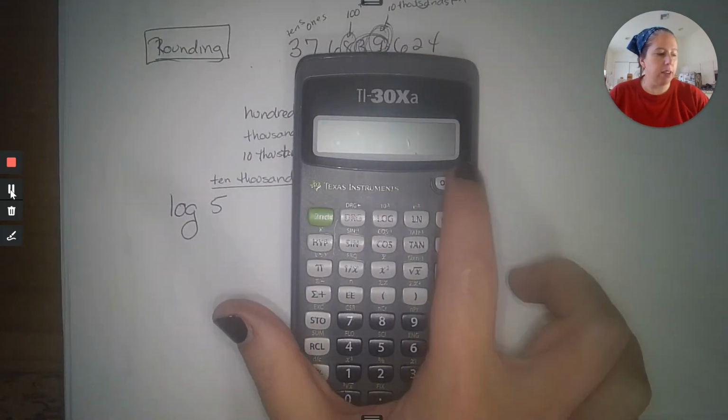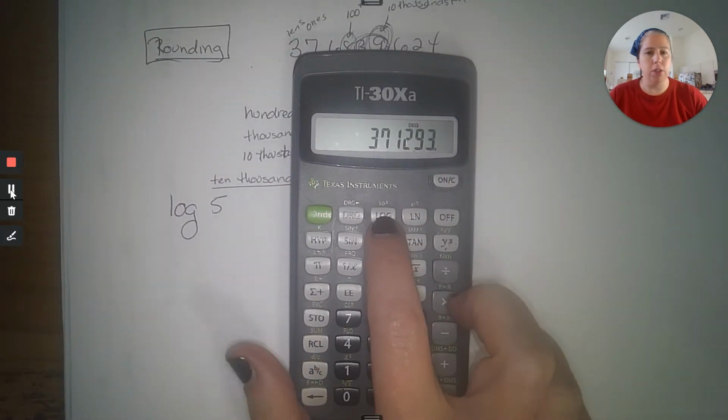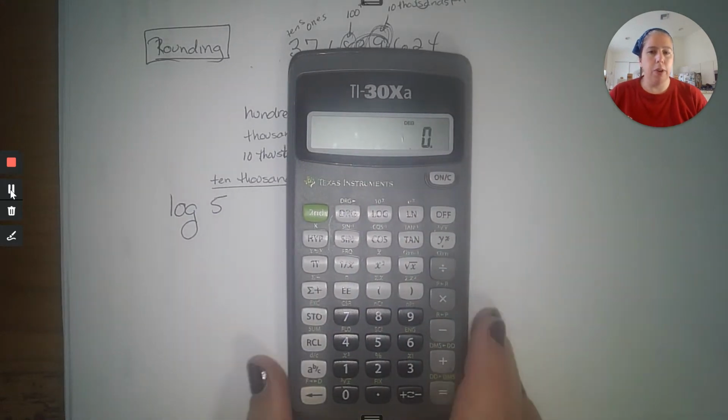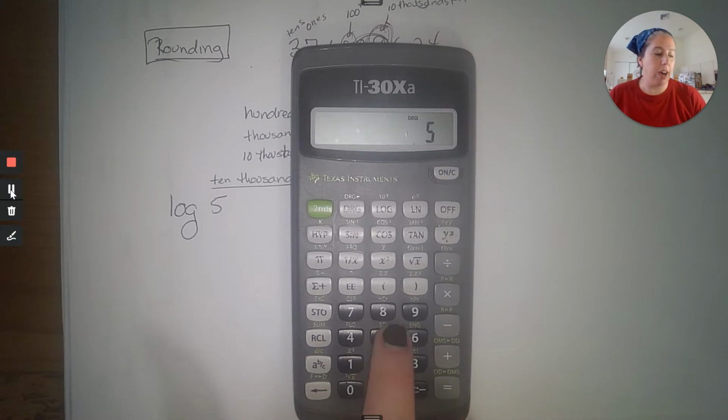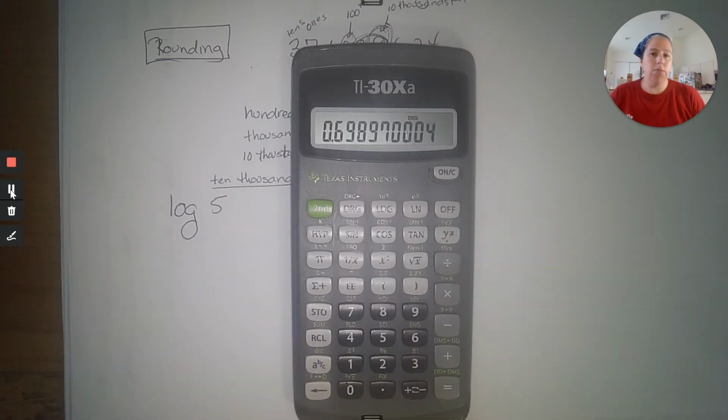If you got this calculator, there's your log button. It says log, L-O-G, right? Okay, so if I want to do the log of 5, this one is backwards. Okay, you guys have to do 5 and then log.